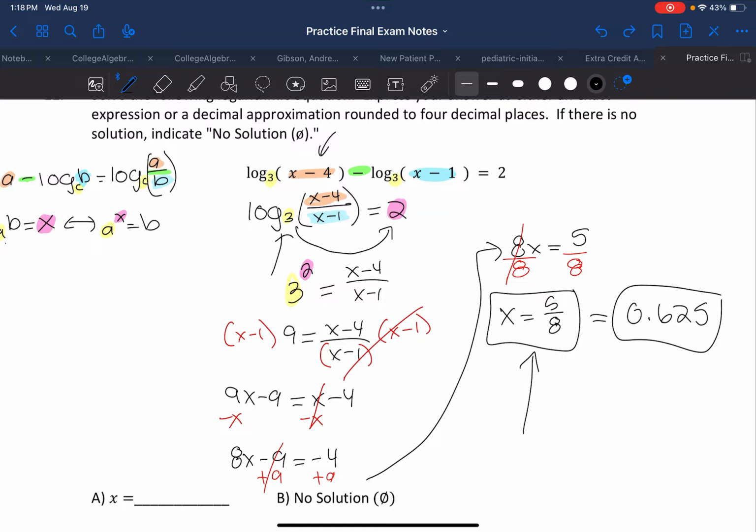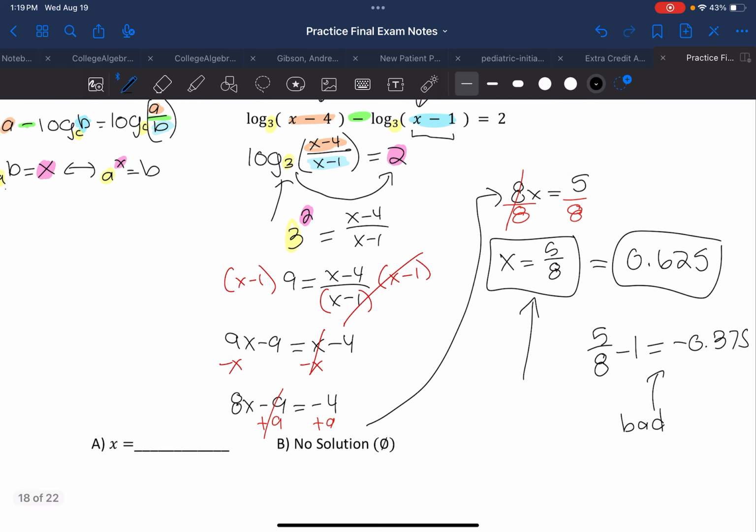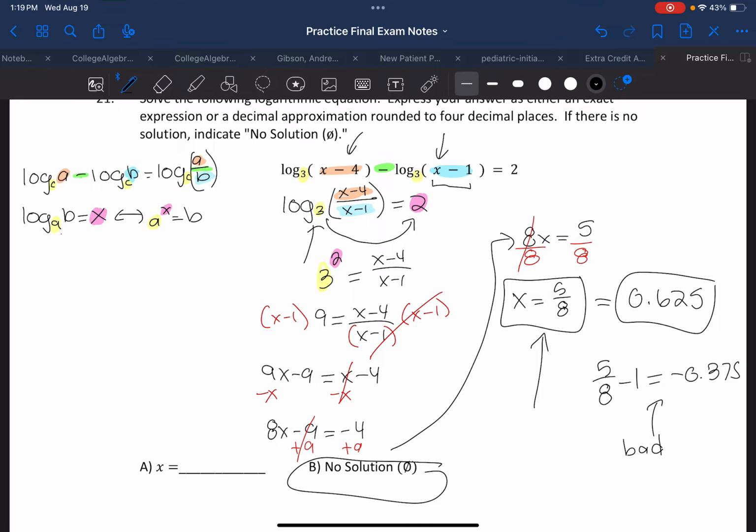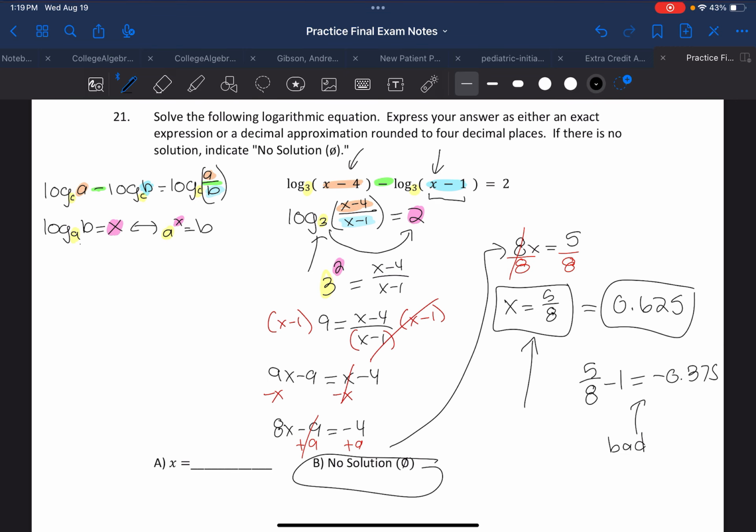So if I plug in x here as 5/8, so 5/8 minus 1, this is equal to a negative number since 5/8 is less than 1. This is negative 0.375. So this is bad because I cannot have a negative inside of the expression of my log. So actually the correct answer to this one, I'm so sorry about this, is no solution because it made that negative. So that's why you have to check those answers. I forgot to mention that.